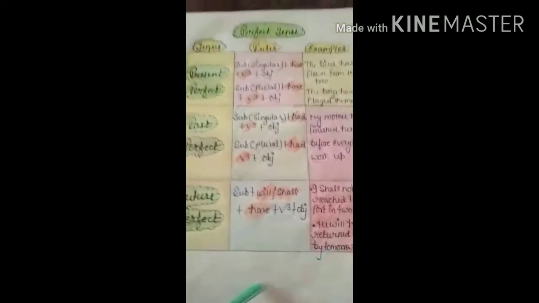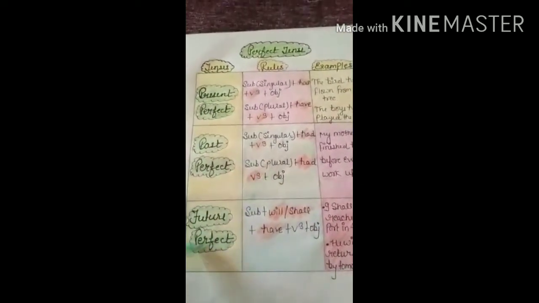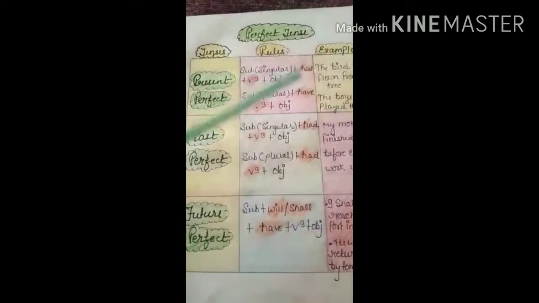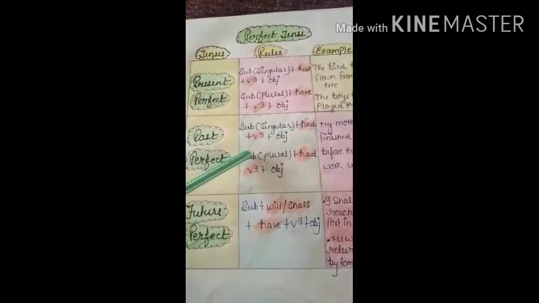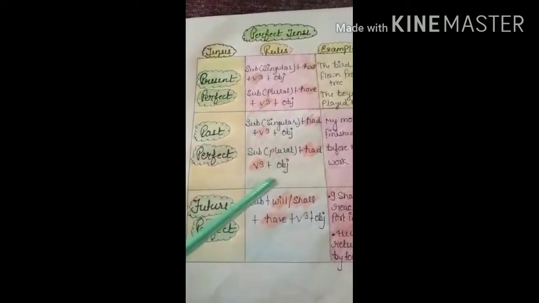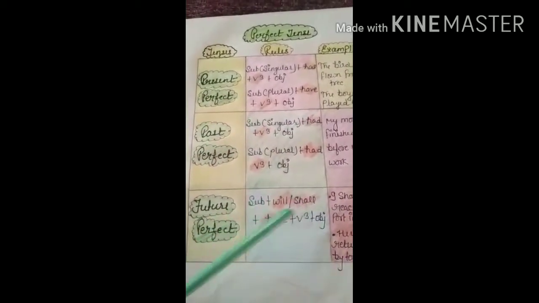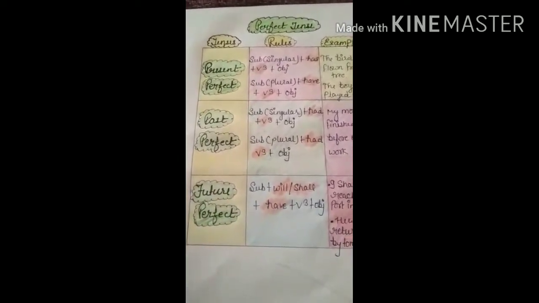So students, this is about perfect tense. Let's have a quick revision. Present perfect, has, have plus V3. Past perfect, had plus V3. Future perfect, will or shall plus have plus V3. Hope, students, this will help you to understand perfect tense.